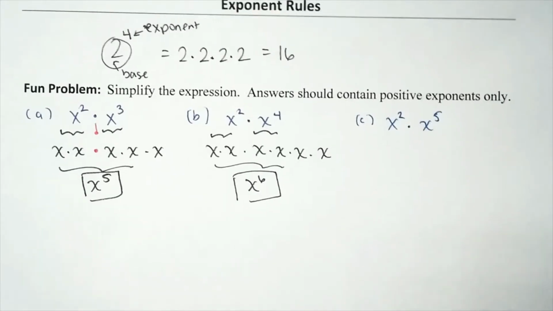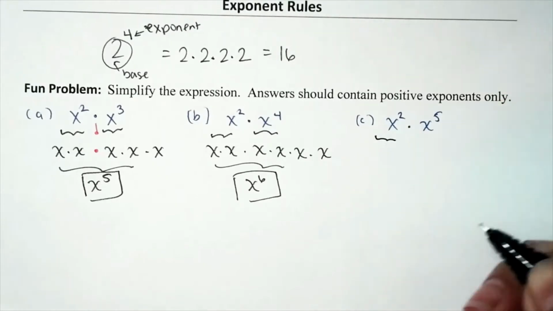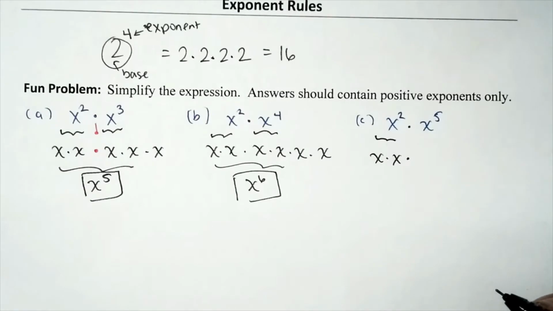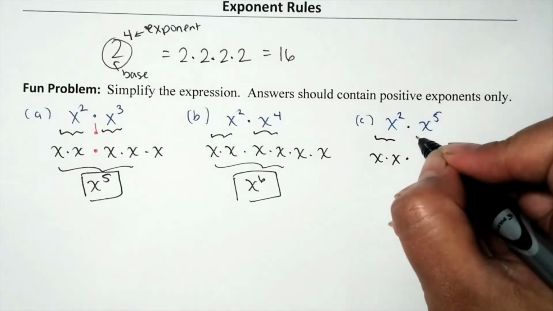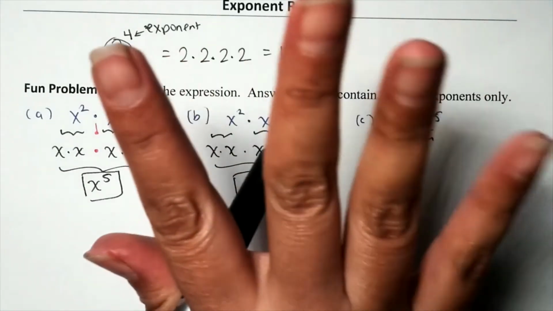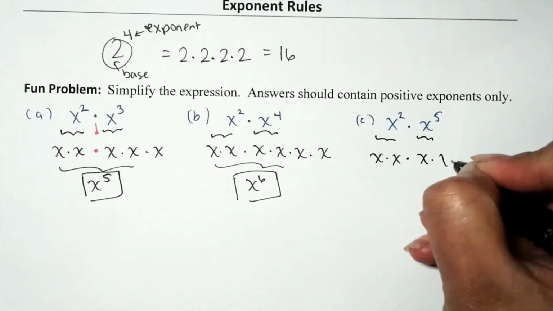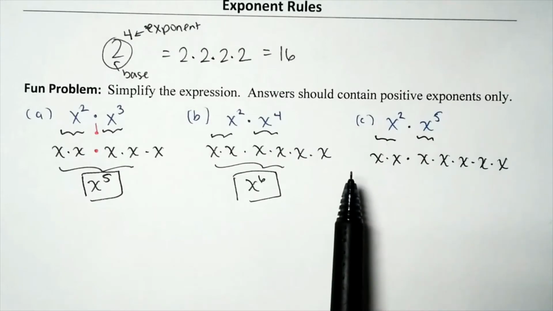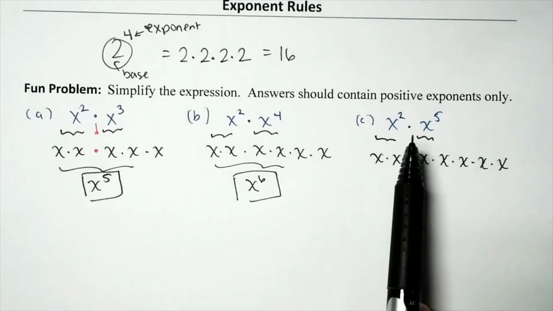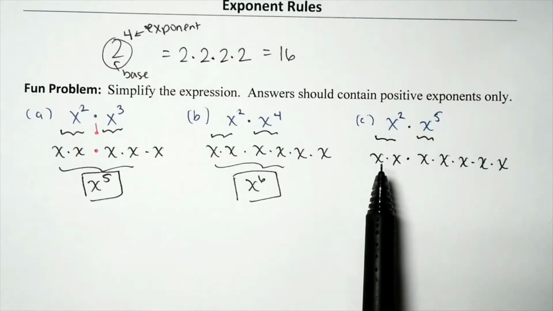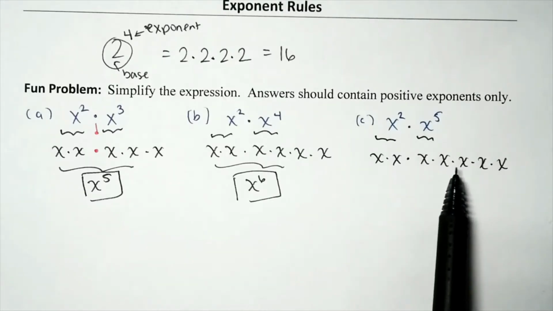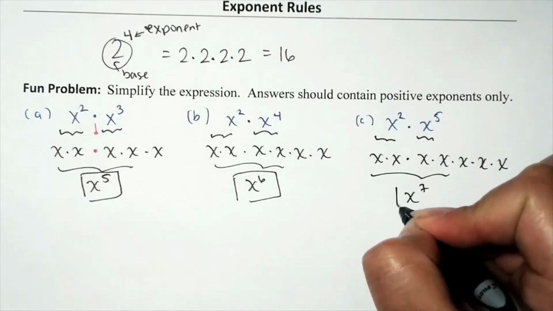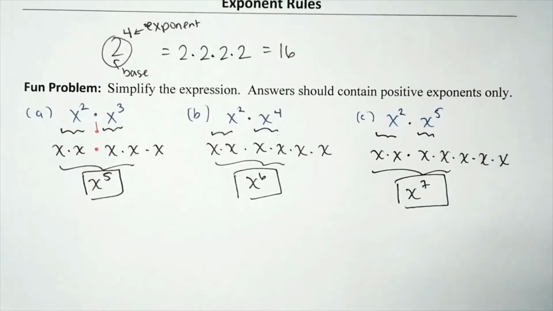Break it down to your preschool friend. x squared means we have 2 factors of x. x to the 5th means we have 5 factors of x. 1, 2, 3, 4, 5. Overall we're multiplying a bunch of x's just like in the original problem, and we have a grand total of 1, 2, 3, 4, 5, 6, 7. So we have x to the 7th power. We're going to stop right here and then get to our rule.